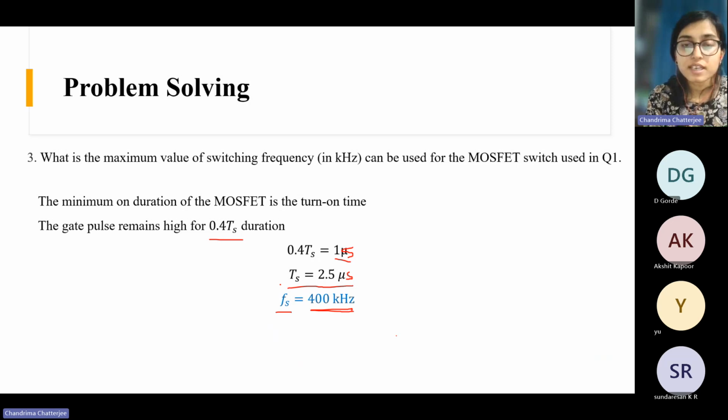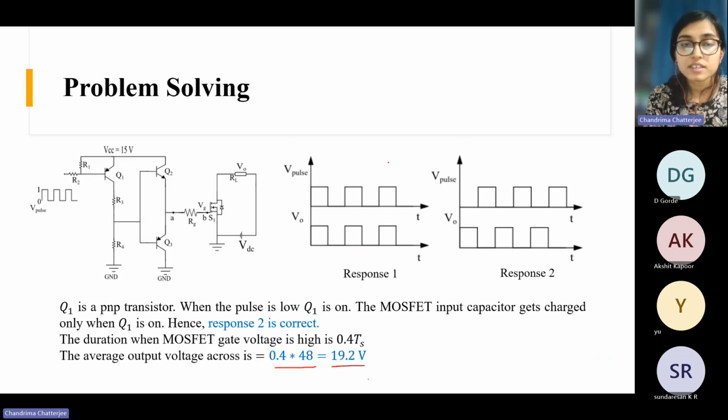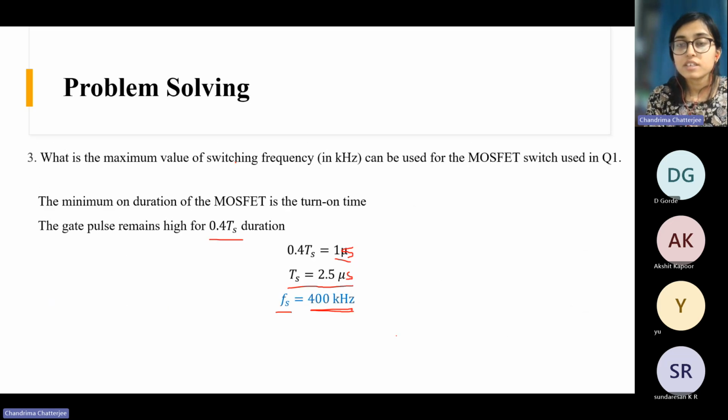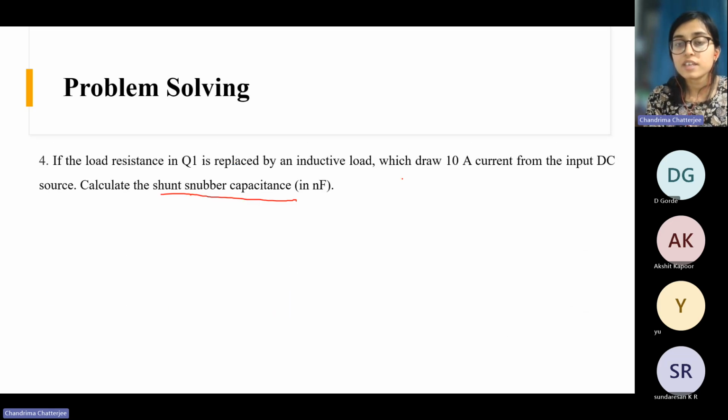So what they are saying is that here there was a resistance. Now instead of a resistance, you have an inductive load. So there is some resistance, and along with that there is some inductance. So this is the load now, some RL load, and it is an inductive load drawing a 10 ampere current from the input DC source.